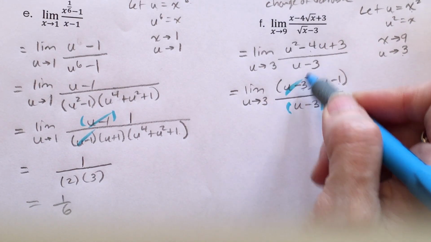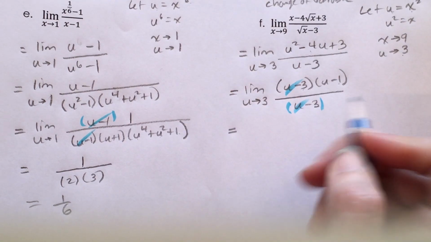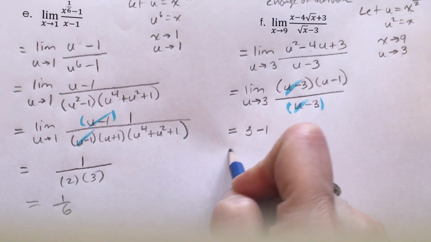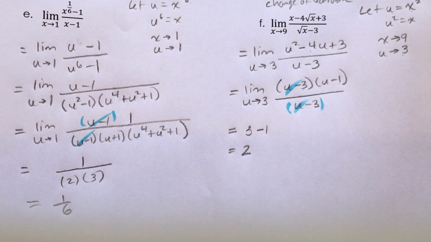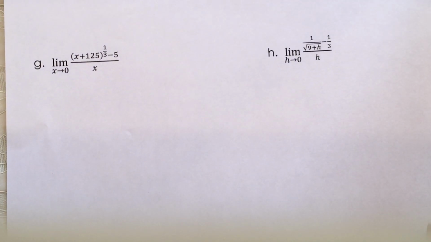U minus 3 is divided out. And now we can just let u approach 3. And we get 2. So 2 change of variables we did there. And if we move up the page here, looking at G, that looks like it's going to be a change of variable as well.